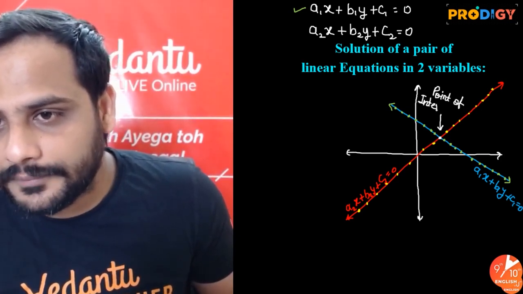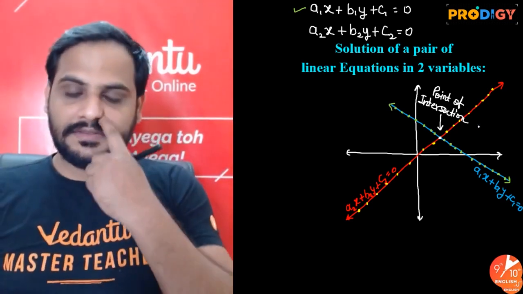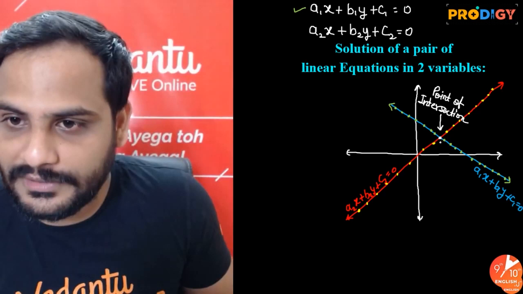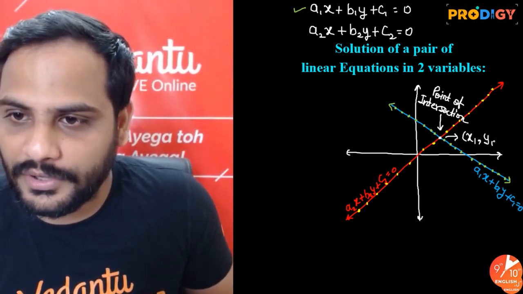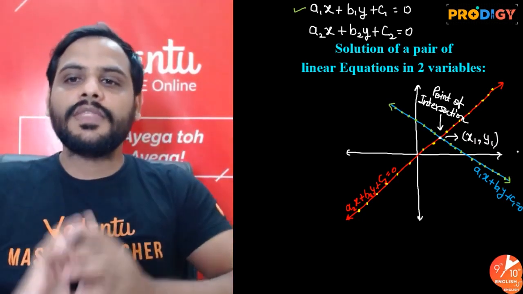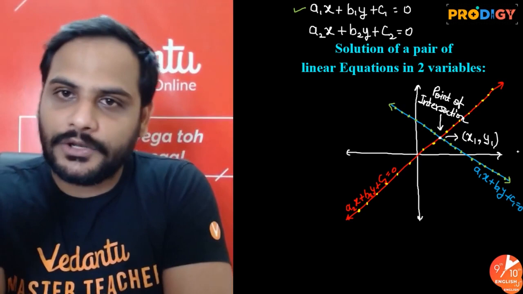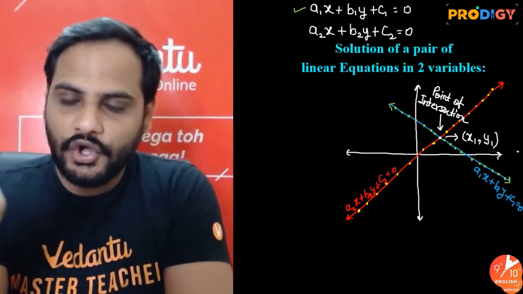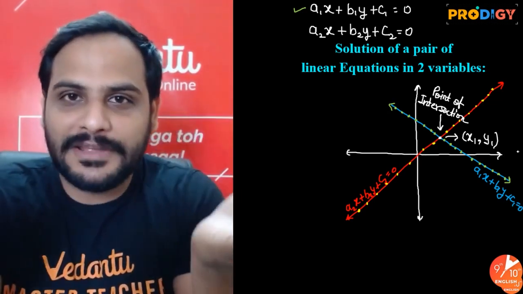This point of intersection of both the lines, this point over here, let's say it is some point x1 comma y1. This x1 comma y1, will it be the solution of the first equation or will it be the solution of the second equation? That is the main question, right?